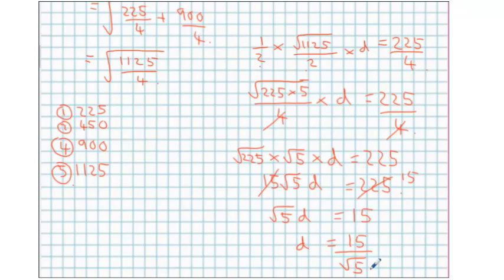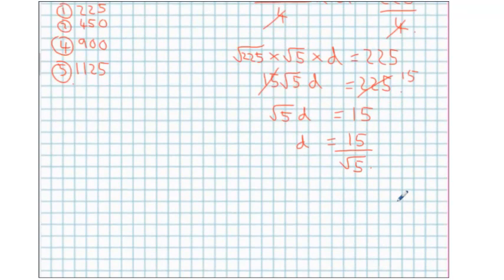And we're looking for the shortest distance. I don't like leaving square roots on the bottom, so we're going to rationalize. So we're going to times by root 5 over root 5. So that would be d equals 15 root 5 over 5, which would be 3 root 5. 15 over 5 is 3 over 1. So shortest distance, remember what we're actually finding. Let's write that down, 3 root 5.